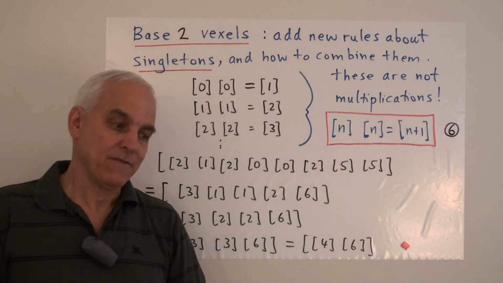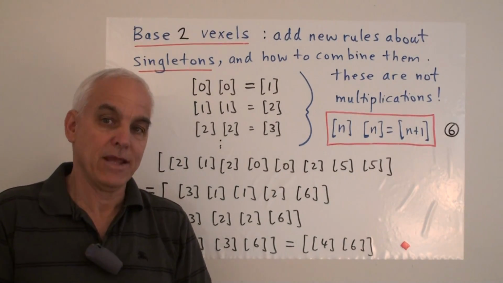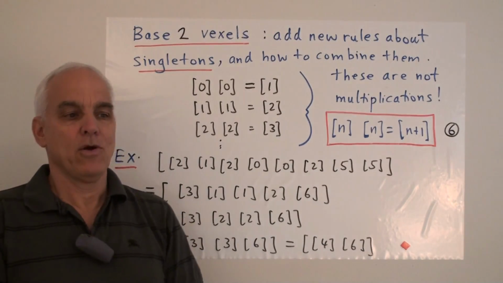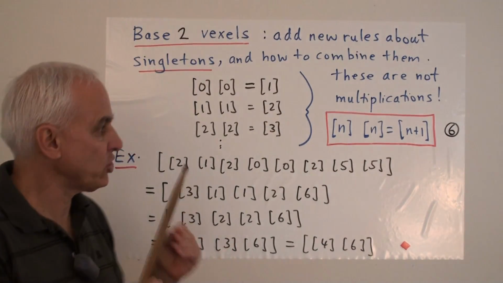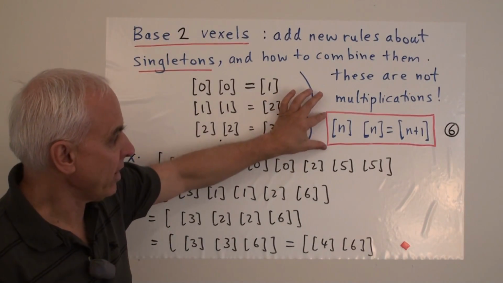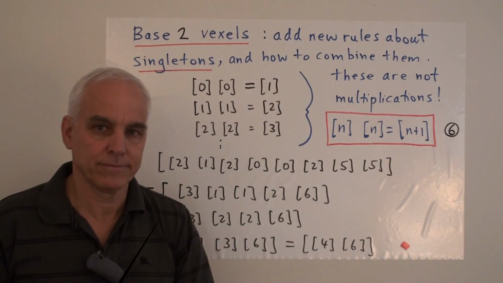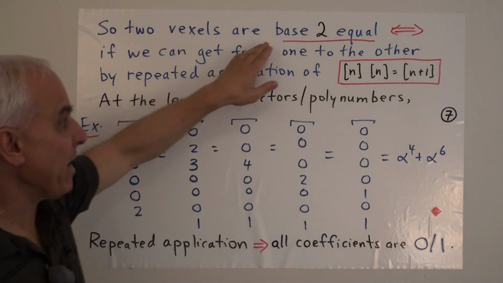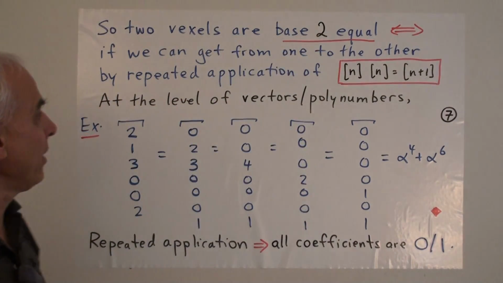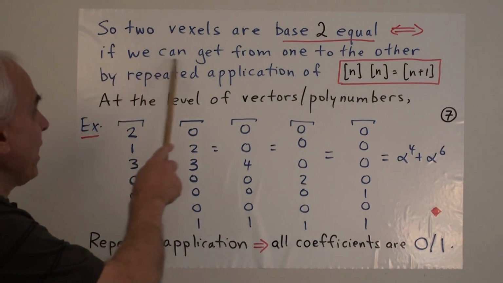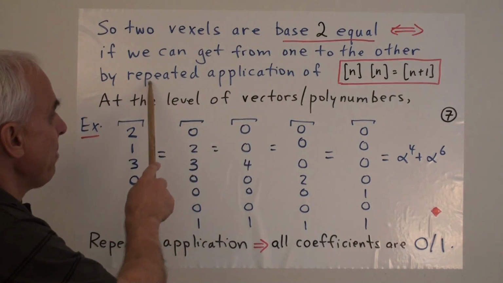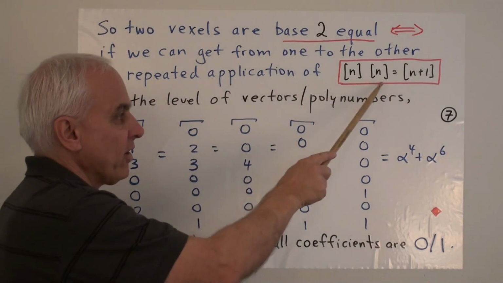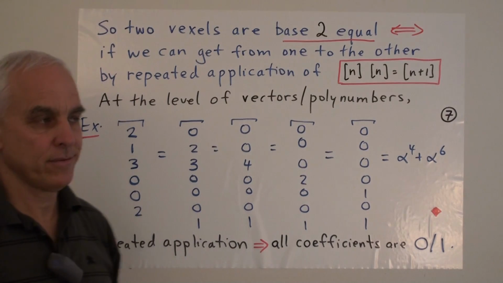So we're defining a new kind of equality between vexels, which rests on the exchange encoded in this equation here. To summarize, two vexels are, say, base 2 equal precisely when we can get from one to the other by repeated application of this basic exchange condition.